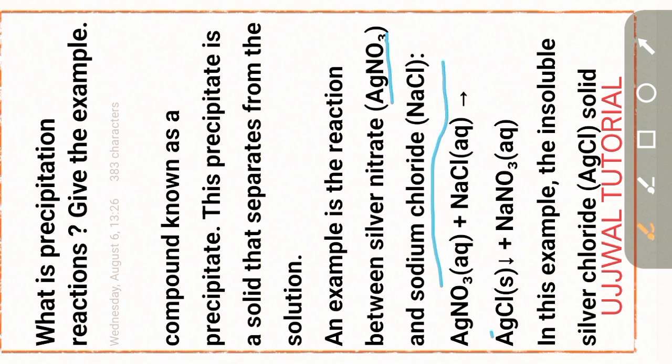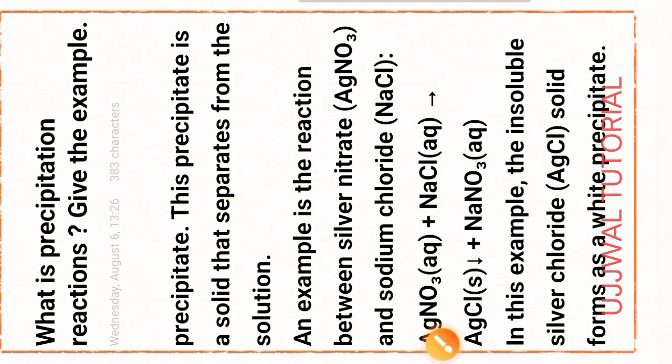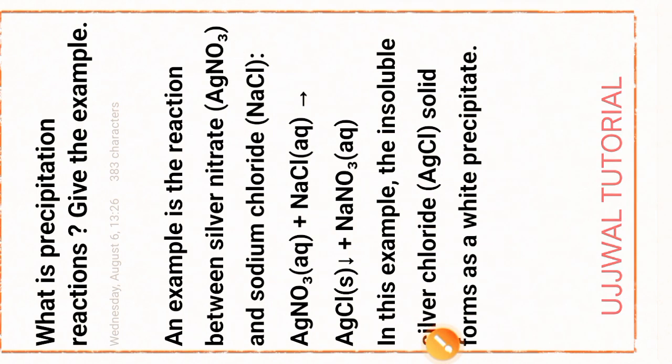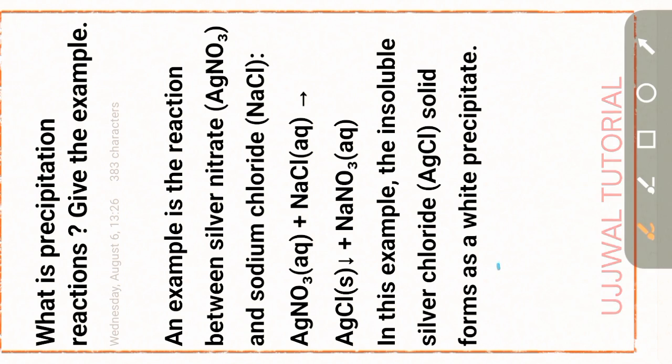That is the chemical equation: AgNO3, silver nitrate, and sodium chloride NaCl form white color precipitate AgCl, that is silver chloride, and sodium nitrate. In this example, the insoluble silver chloride AgCl solid forms as a white precipitate.